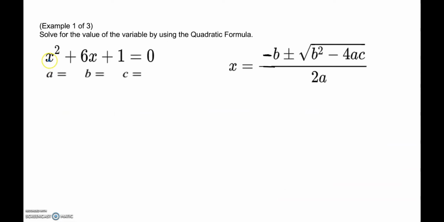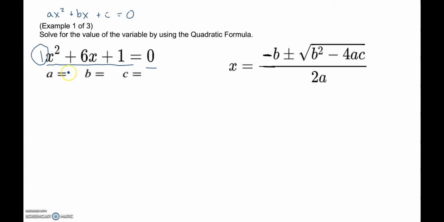Now let's work on our first example question. Is our trinomial equation x squared plus 6x plus 1 equal to 0 in standard form? Let's see. Standard form is ax squared plus bx plus c is equal to 0. Is it in that format? Yes, it is. So let's start labeling our ABCs now.